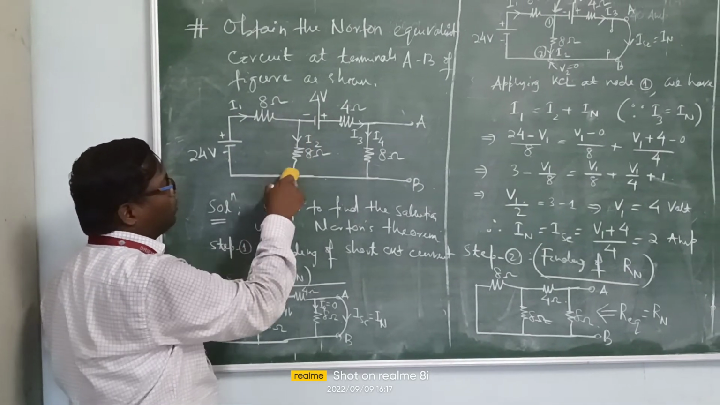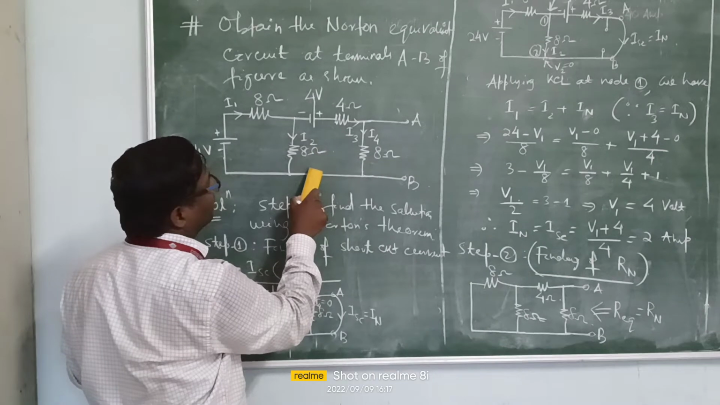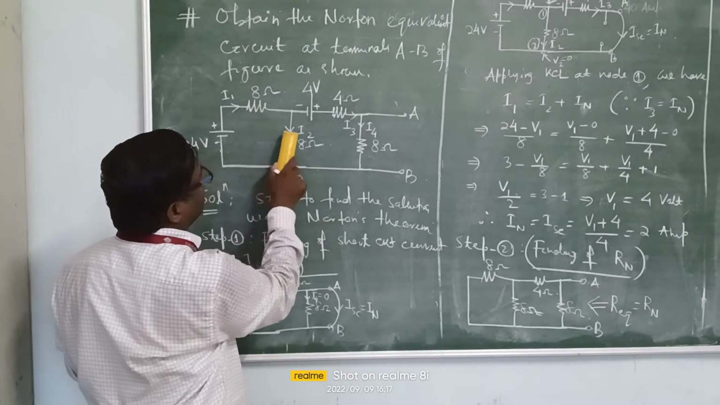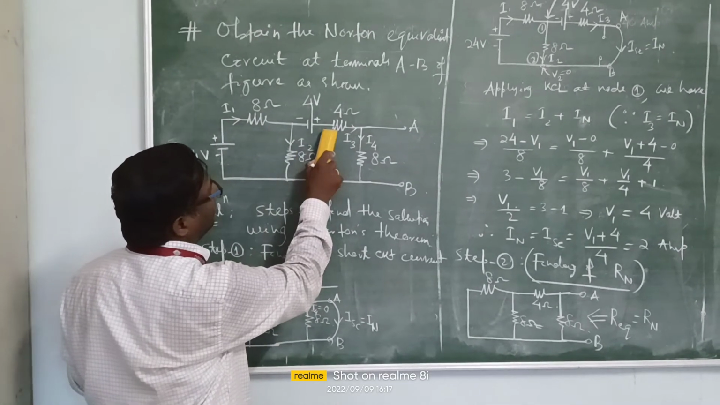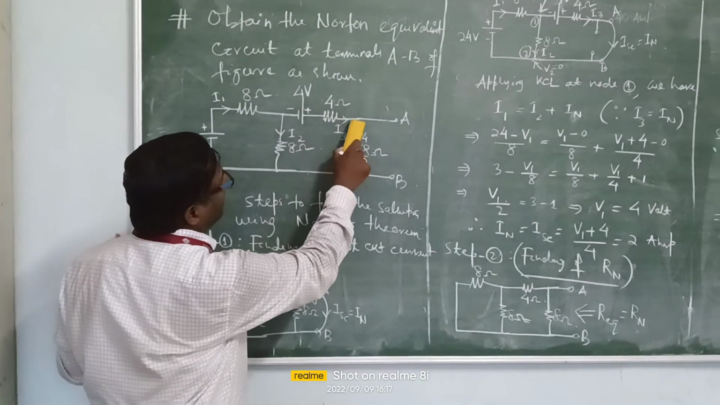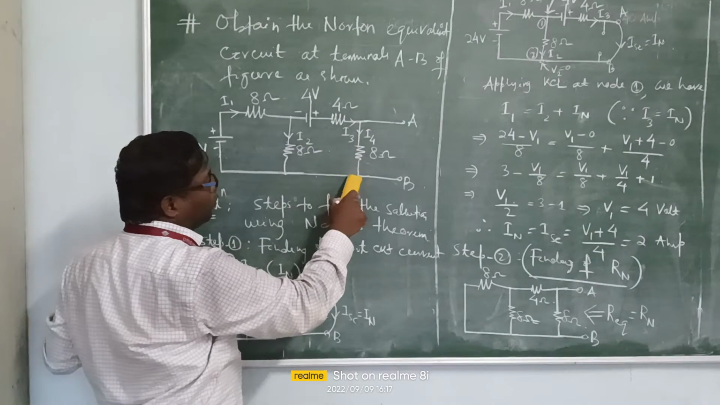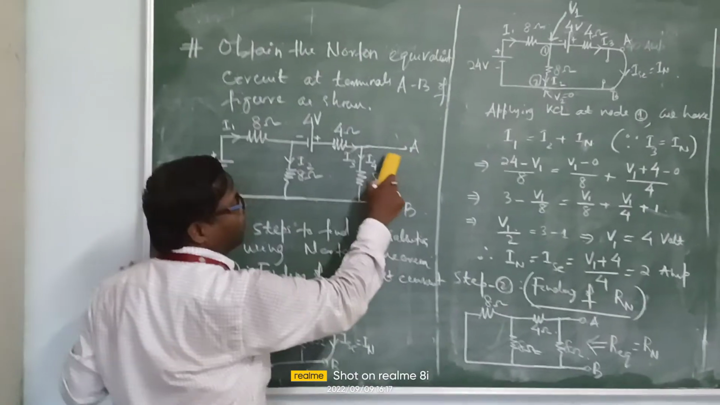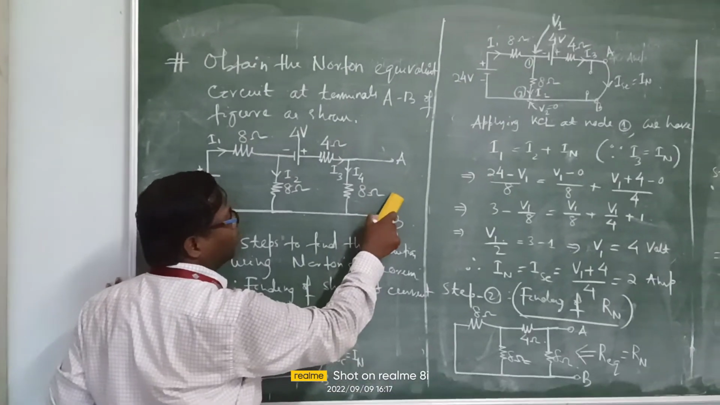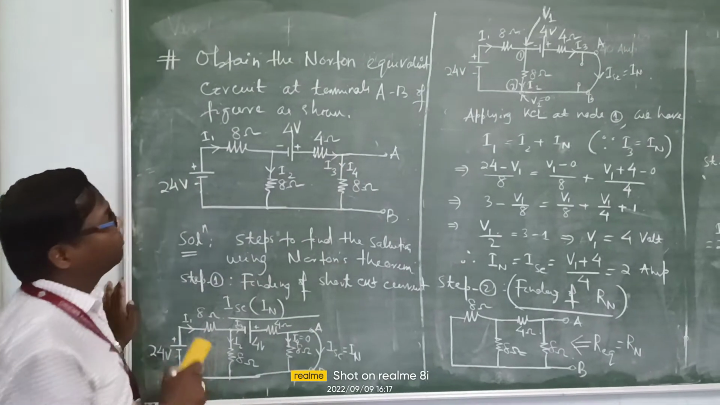Some current flows through this, some current flows through this. That means total current I1 is the sum of I2 plus I3. And while reaching this junction, some current can flow through this, some through this, but this being open circuit, no current can flow. So total current flows through this.